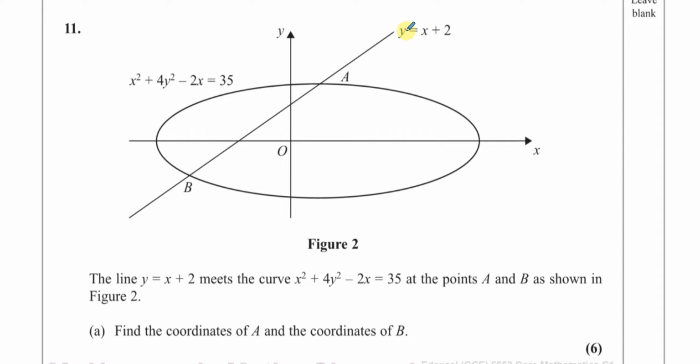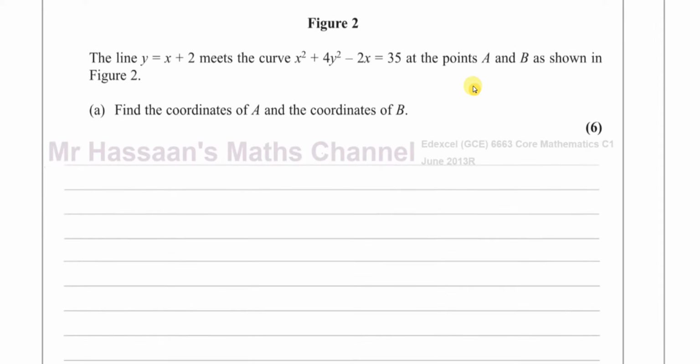So in order to do that here, we're going to take the equation of the line, which is y equals x plus 2, and the equation of the curve, which is x squared plus 4y squared minus 2x equals 35, and we're going to try to figure out where they intersect. To solve such a pair of equations simultaneously, we have to use substitution.